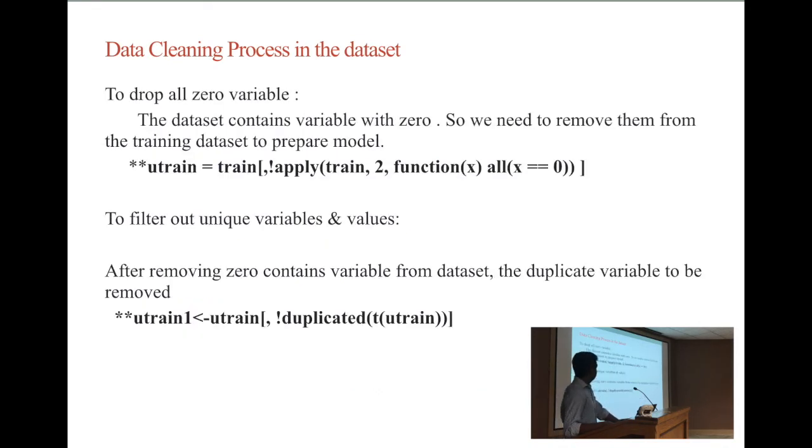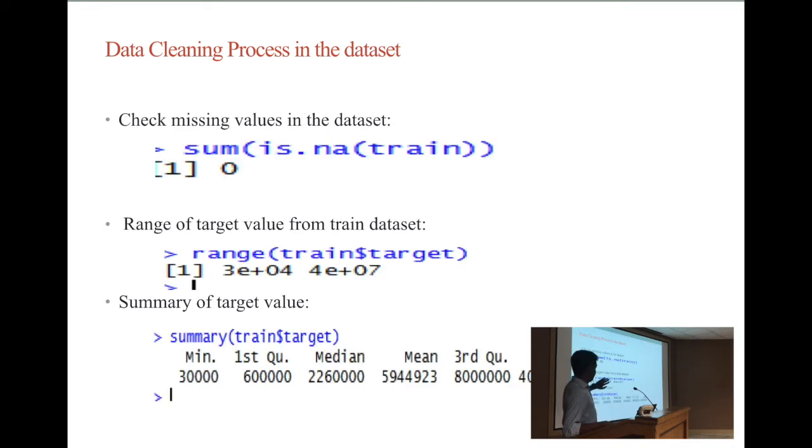So once you found that, okay, these are the items we have, we don't have any missing values in our data set, and the range was around E3E04 and 4E07, and for your summary you just find out the minimum, maximum and mean values.